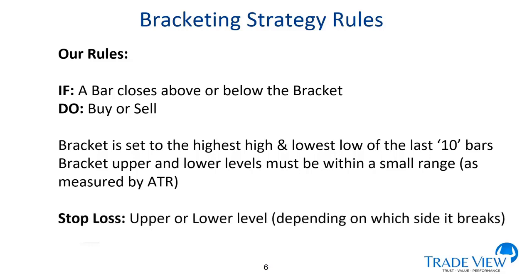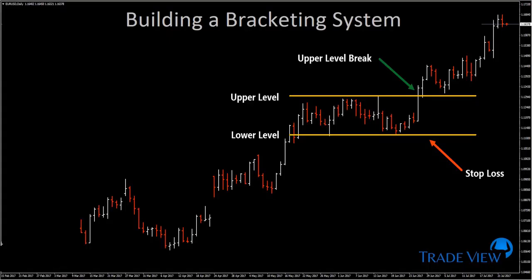Our stop loss is going to be set to the upper or lower level, depending on which side it breaks. So a break to the upside will set our stop loss to the lower level. A break to the downside will set our stop loss to the upper level. And our take profit for this model is going to be a fixed amount of points to keep it simple. Let's have a look at what it looks like.